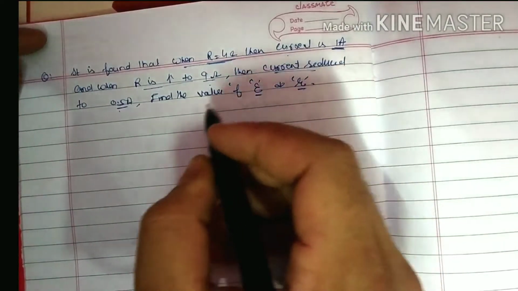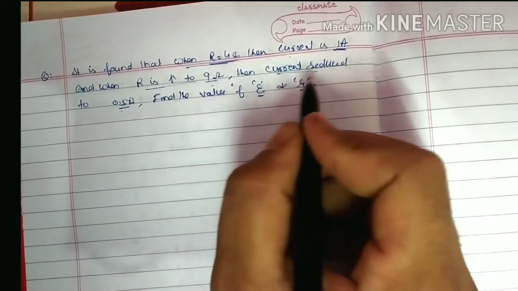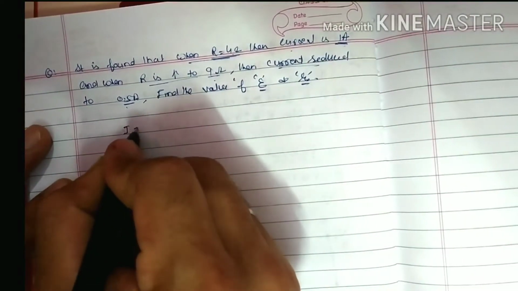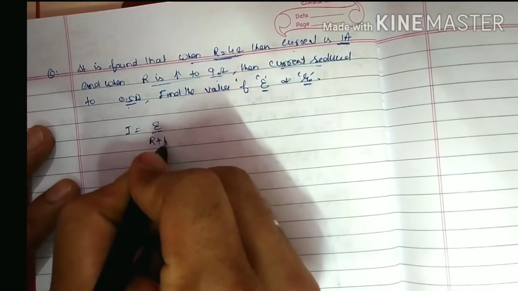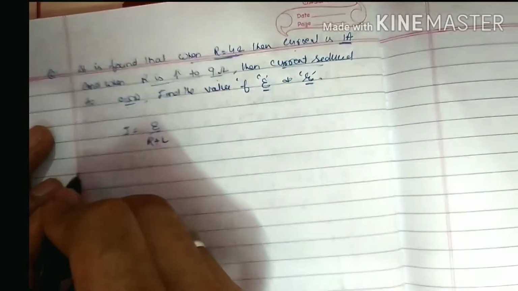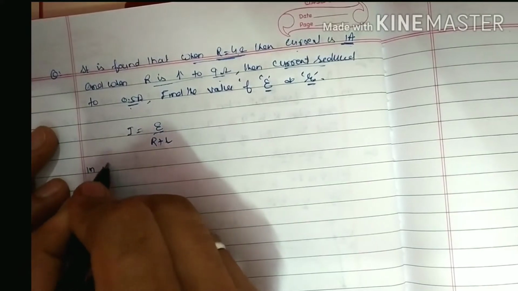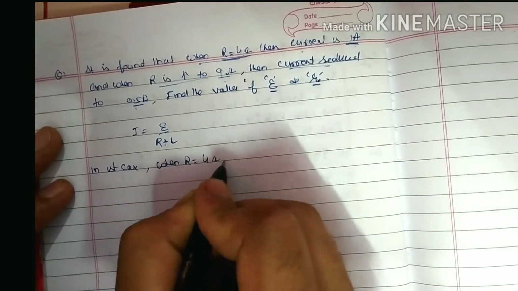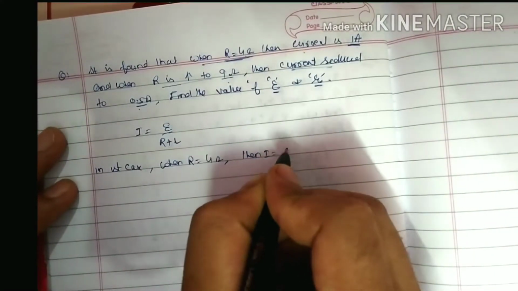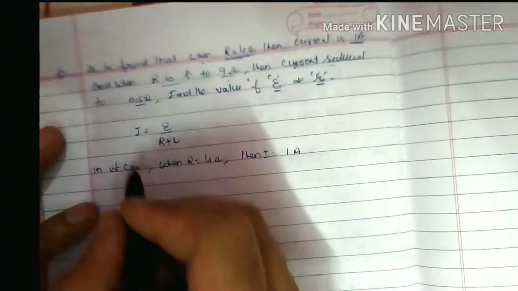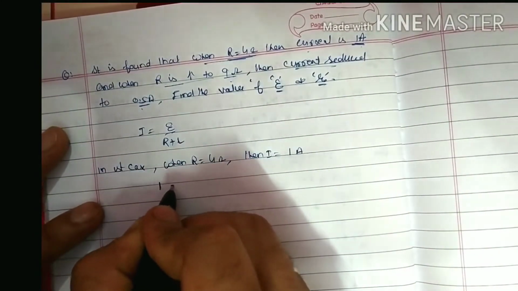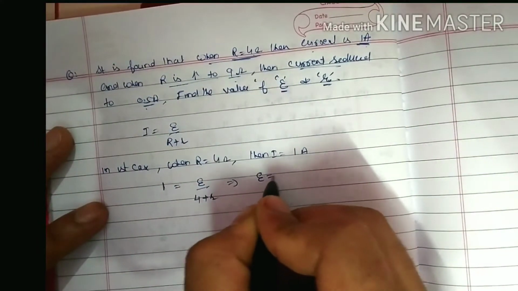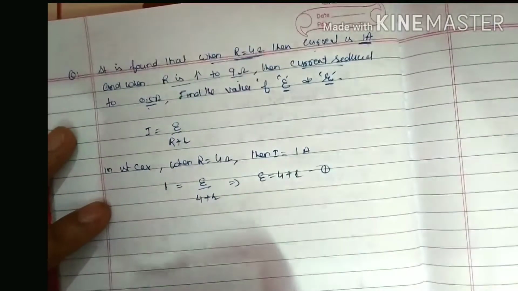So when we have the concept of EMF, internal resistance, external resistance R and current, we must know the formula I is equal to E over R plus r. So in the first case, when R is equal to 4 ohm, then I is equal to 1 ampere. By using this equation, we get 1 is equal to E over 4 plus r, that is E is equal to 4 plus r, equation number 1.